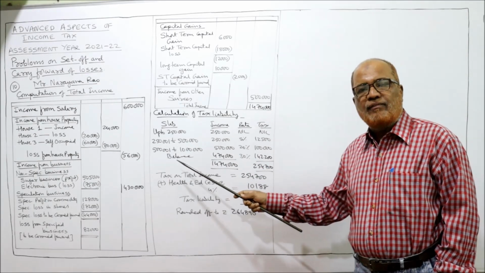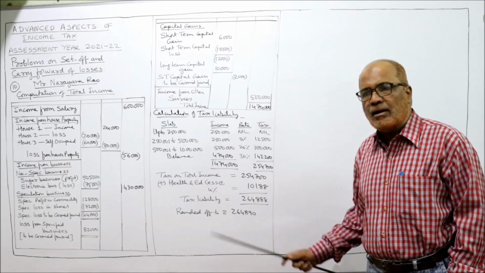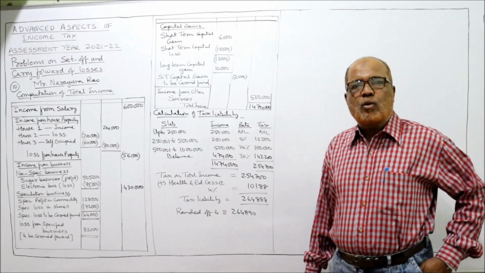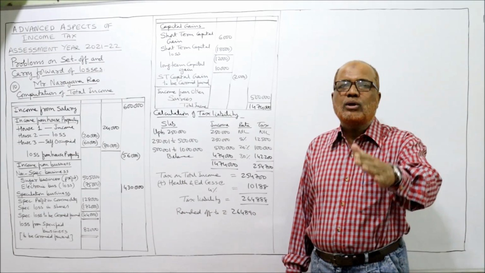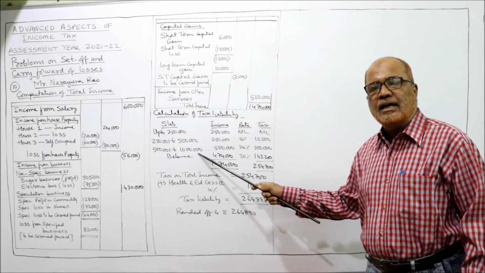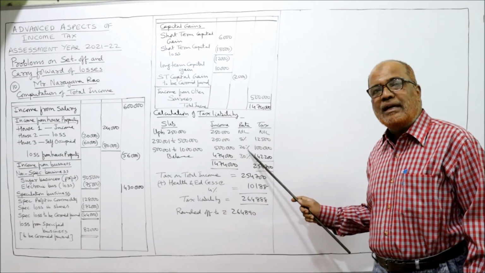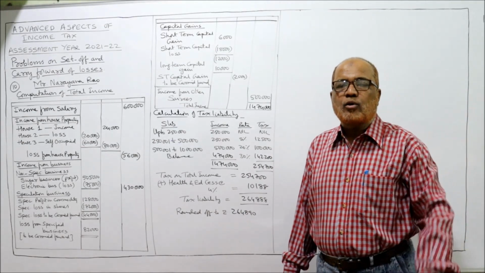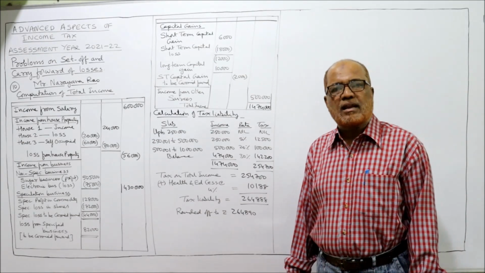Second slab, 2 lakh 50,000, from 1 to 5 lakh. The income is 2 lakh 50,000, at 5%, that is 12,500. The next slab goes from 5 lakh 1 to 10 lakhs, the third slab. The income is 5 lakh, on which 20%, 1 lakh is the tax. Now the balance, over 10 lakh rupees, 30% is the rate.